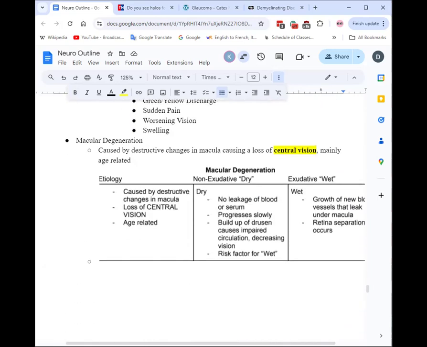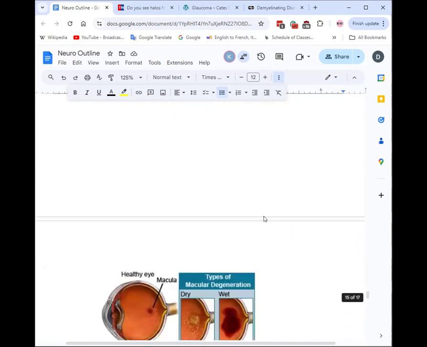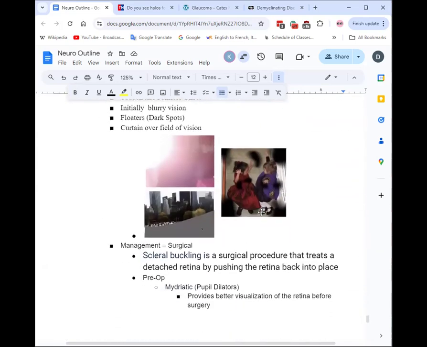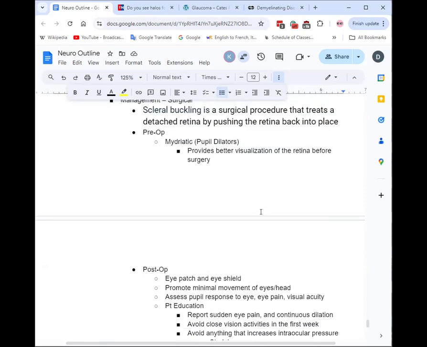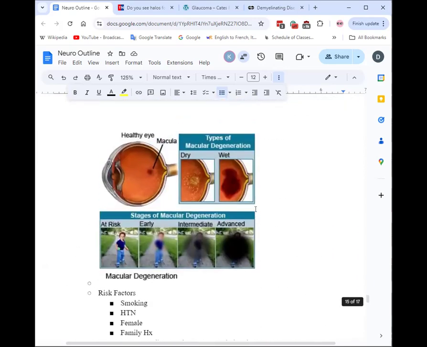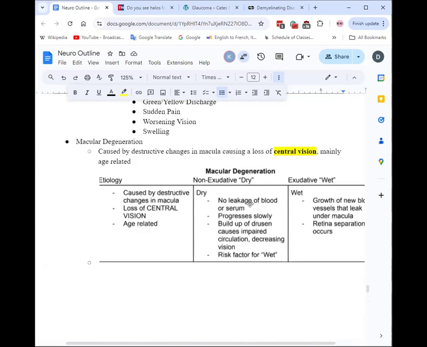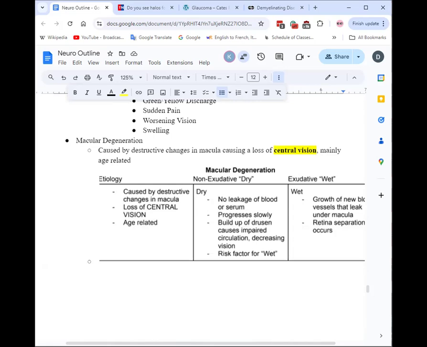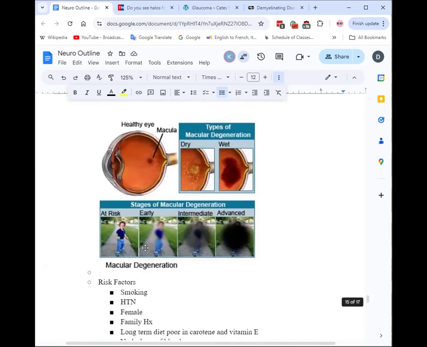Okay, and then finally, there's two more things. Oh, this one's long too. I'll try to finish by three. Macular degeneration. As opposed to glaucoma, which has peripheral vision loss, this one has central vision loss. And this one is age related.